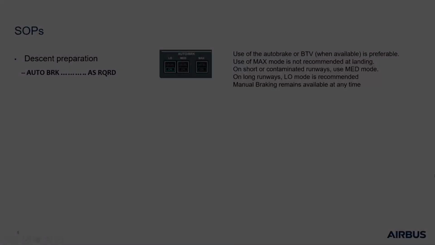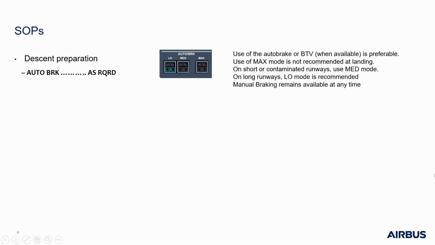To ensure that deceleration means activate properly, Airbus provides the steps to follow in the standard operating procedures. During descent preparation, the pilot flying selects the appropriate braking mode. Use of the auto brake or BTV when available is preferable. Obviously, manual braking remains available at any time. The braking mode is reviewed and confirmed during the approach checklist.